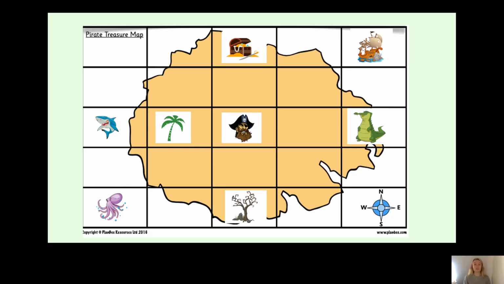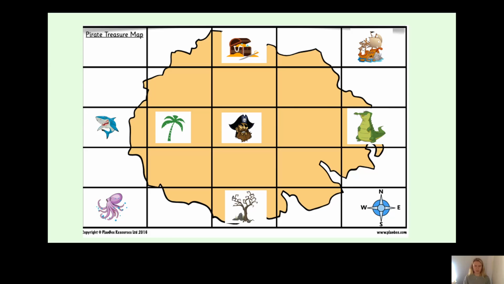We're going to describe and give instructions how to get to different objects on the treasure map. So let's do the first one together. How would the octopus get to the shark? Well, the octopus would have to go north, wouldn't he? But how many squares north would he have to go? Yes, that's right. He'd have to go 2 squares north, wouldn't he? Fantastic. And if he did that, he'd get to the shark.